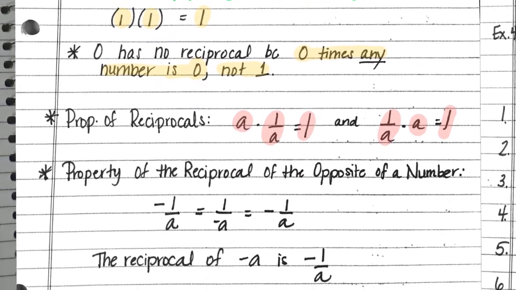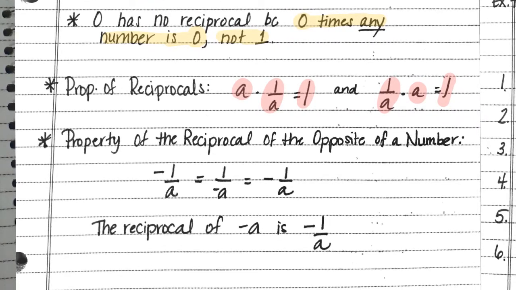Property of the reciprocal of an opposite of a number. I get this question a lot, but we're going to talk a little bit about negatives. Negative 1/A is equal to 1/-A, which is equal to negative 1/A. In that case, the reciprocal of negative A is negative 1/A.